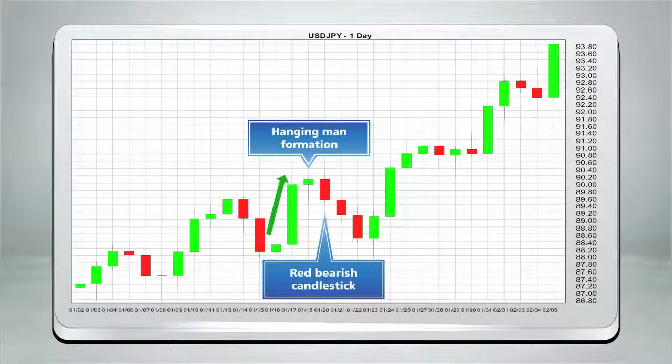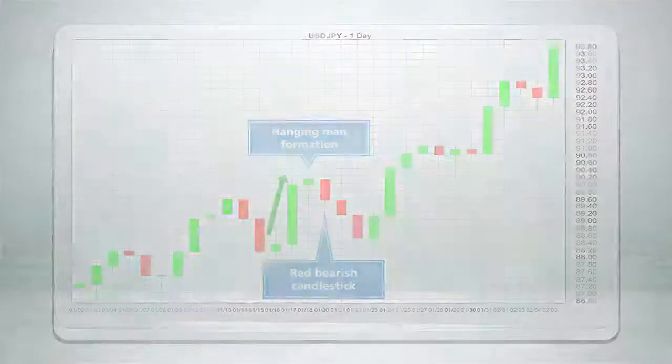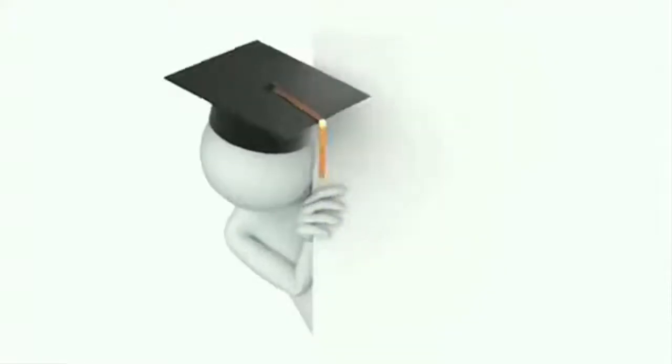It is important to remember that you should not look at candlestick formation as your only reason to enter or exit a trade. Always look for additional confirmation using other technical tools. The more confirmation you have, the higher probability of a successful trade. Okay, so what have we learned?